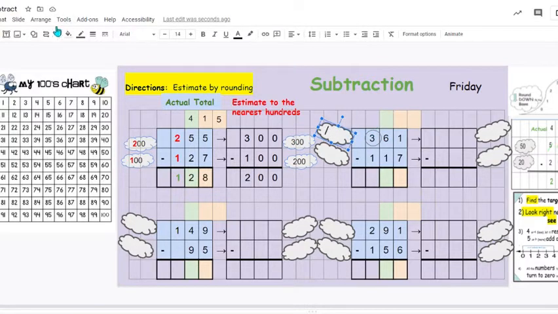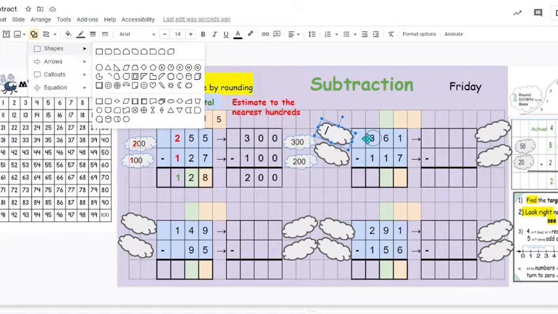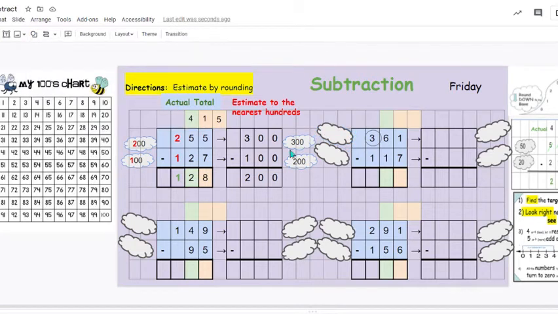Now I'm going to go to shapes and pick a circle, and I put a circle here and change the color of the circle to transparent.